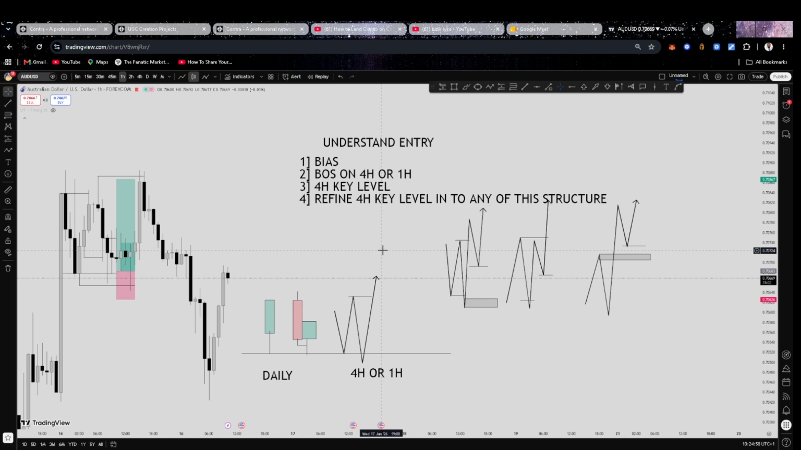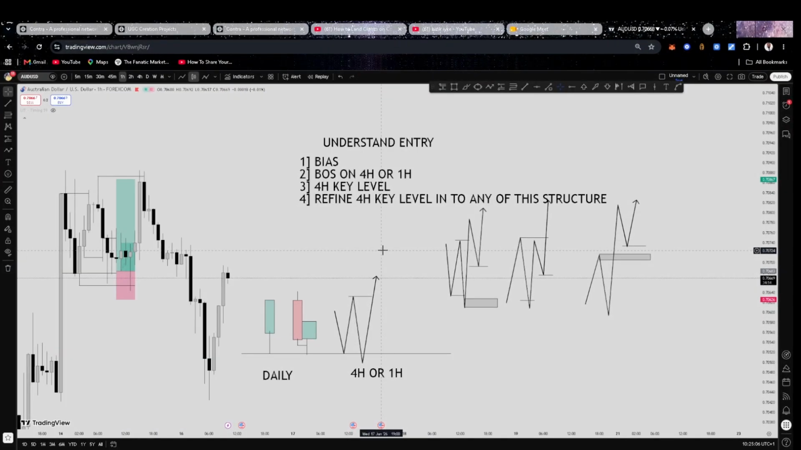I trade MSNR combined with SLK. SLK is structural liquidity and key level, to get precise entry combined with SLK.